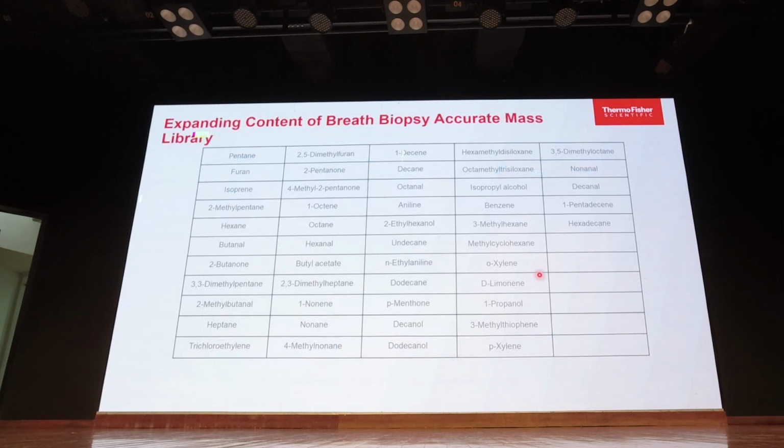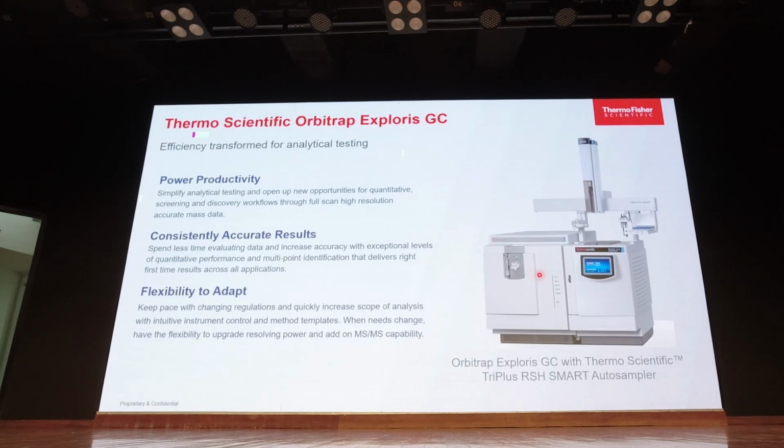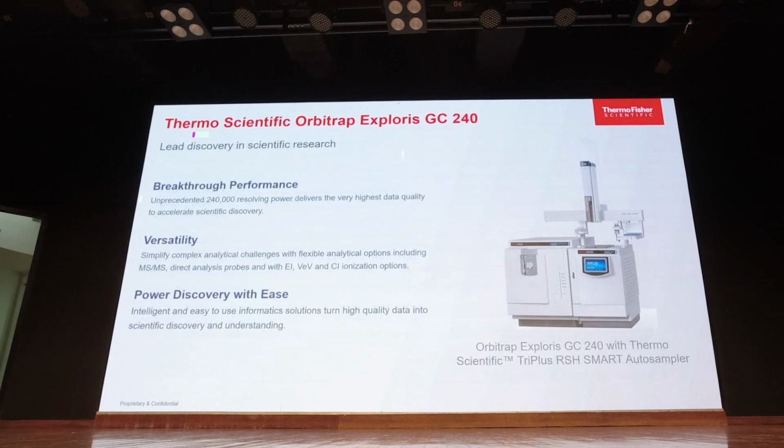So these are some of the compounds from the breath biopsy. There are two models of Explorer GC, that is Orbitrap GC. It's a benchtop equipment, so it has the productivity, high resolution, and flexibility for introducing different samples.